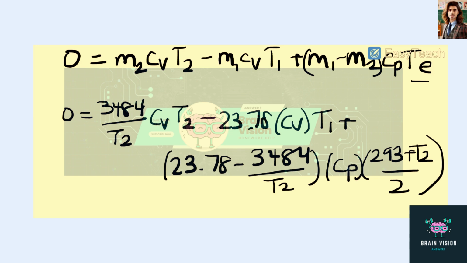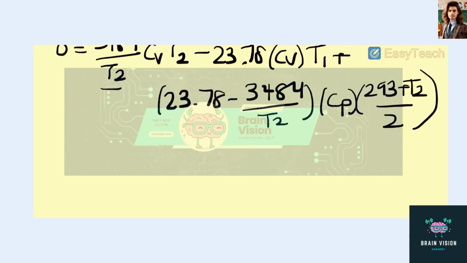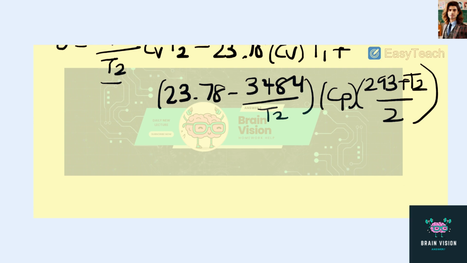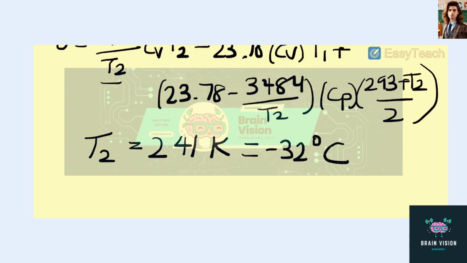Now you'll see here that the only quantity that we don't know is actually T2, because Cv and Cp are values that we have gotten from the table and temperature 1 is given to us. So we have one equation with one unknown, and we can go ahead and solve for this. And we get that T2 is going to be equal to 241 Kelvin, and that's equal to negative 32 degrees Celsius. I'm sorry, this is the final temperature of the tank.